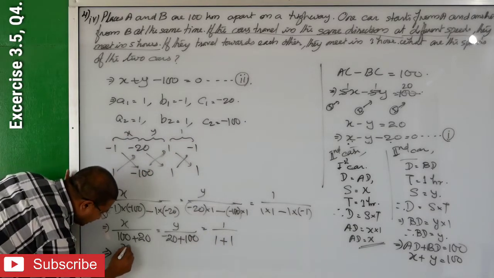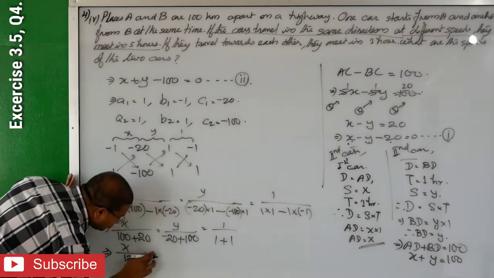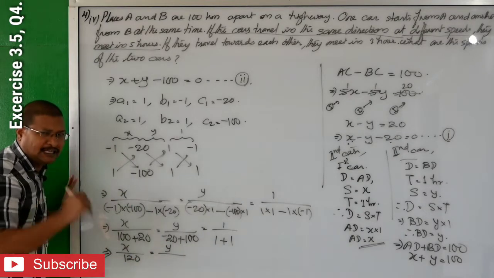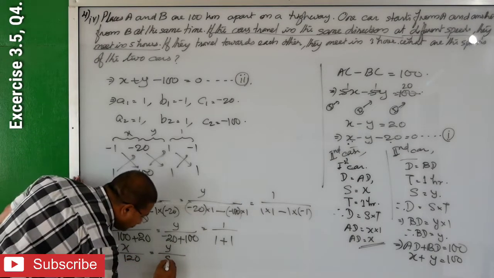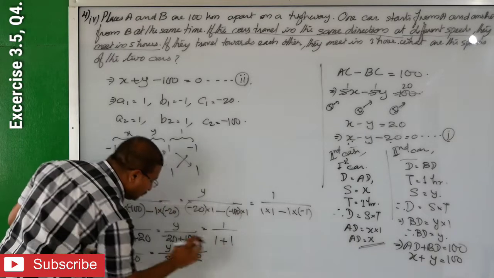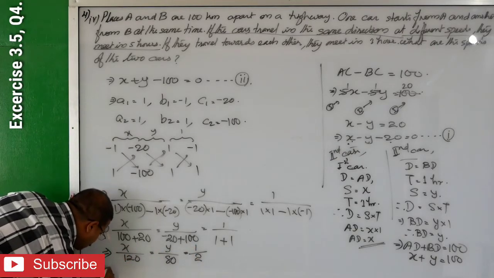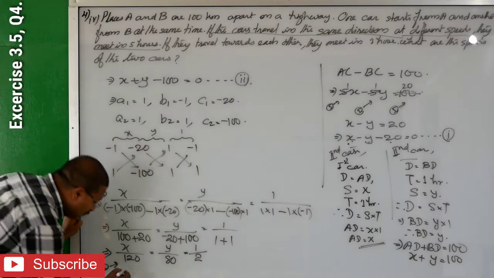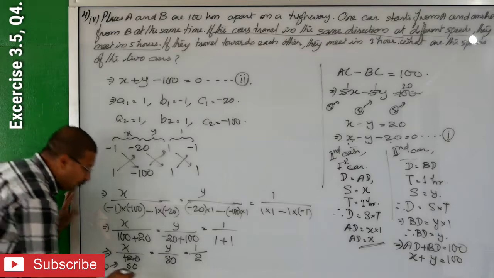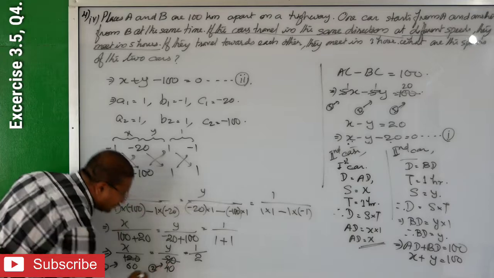This implies x divided by 100 plus 20, 120, equals y by minus 20 plus 100, so 100 minus 20, 80, of course it should be plus, equals 1 by 2, 1 plus 1, 2. Now the entire denominator will cancel by 2. When you cancel here by 2, 2 6s are 12, that means 6, and after that this 0 will write. Now when you cancel here by 2, 2 4s are 8 and this 0 will write, that means 40.